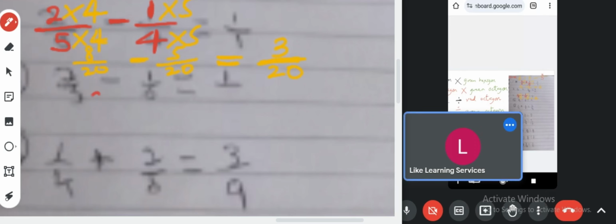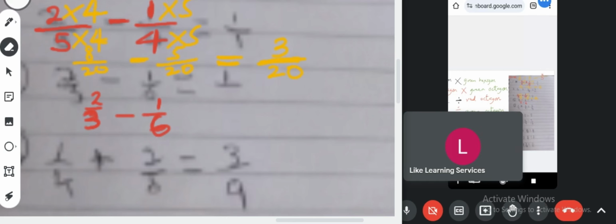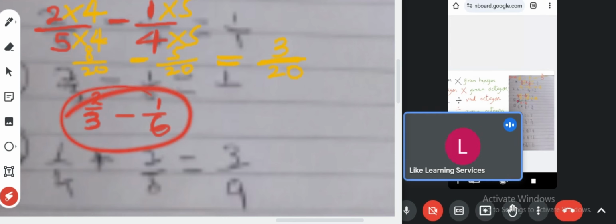Let me write it out very well. 2 over 3 minus 1 over 6. Do they have the same denominator? I'm asking you, do they have the same denominator? Yes. What are the denominators? The denominators are 20. No, wait, no. I've written a new one. I'm looking at a new question. 2 over 3 minus 1 over 6.